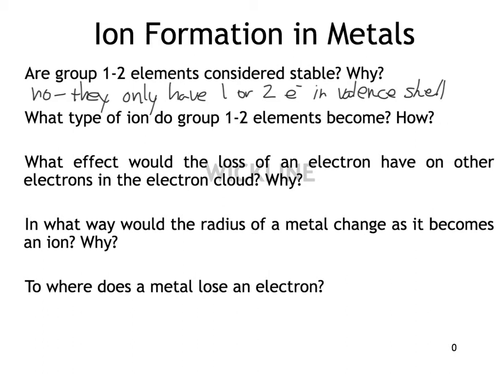What type of ion do group 1 to 2 elements become? Since they only have 1 or 2 valence electrons, they're going to lose electrons rather than gain electrons. If they lose those electrons, they'll become positive ions.